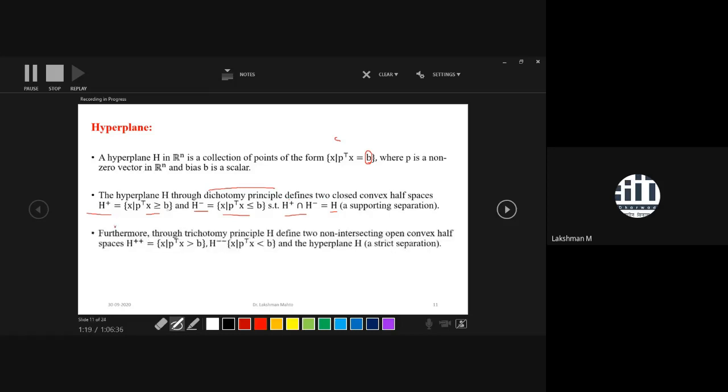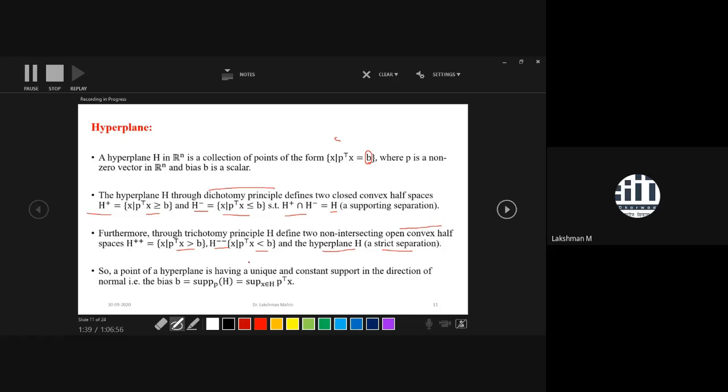Now, apart from that, if you apply the principle of trichotomy, then H defines two non-intersecting convex half spaces, H plus plus, where strict separation is here, and H minus minus, where strict separation is here, and the hyperplane itself. So this separation we call strict separation.